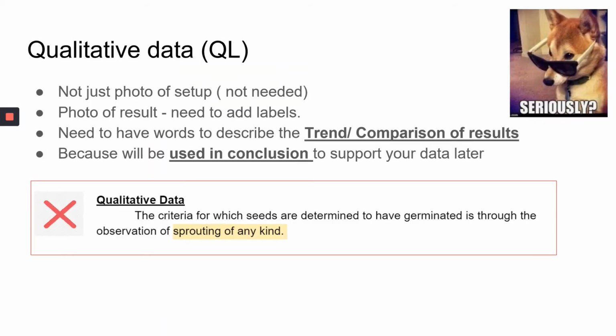The next one is the qualitative data. This partly overlaps with the analysis, but we will go through a few of them. Qualitative means something non-numerical, so your observations. Generally speaking, students will take a picture of it and then leave it that way. That's not recommended. If you take a picture, you should label your photos. So key things: add labels, and then you should have words to describe what you see.